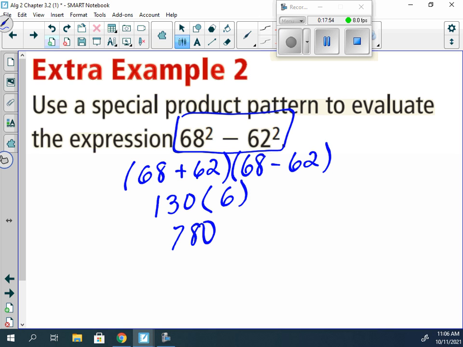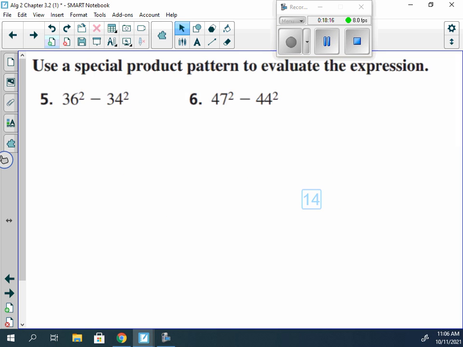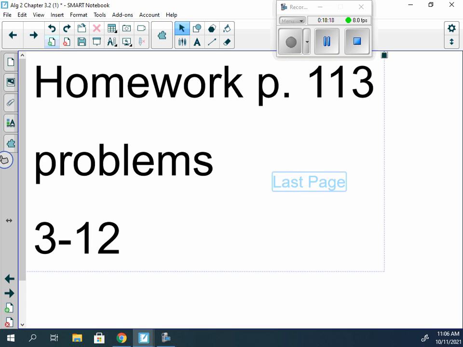And again, this is really just reiterating the fact that we could use this special product pattern, a squared minus b squared is equal to a plus b times a minus b, to get to the answer. Now, if we didn't have a calculator and had to solve this, it would be a great way to do it. But if we do, calculator will do it for us. Any questions on this here? That's it. That is all we're doing.